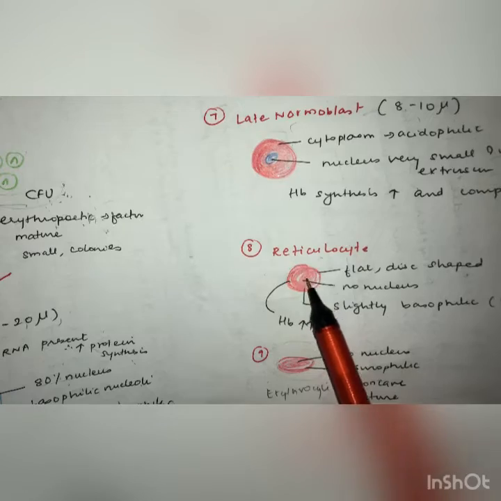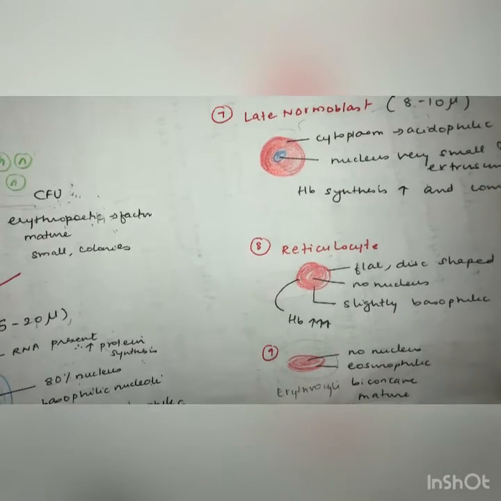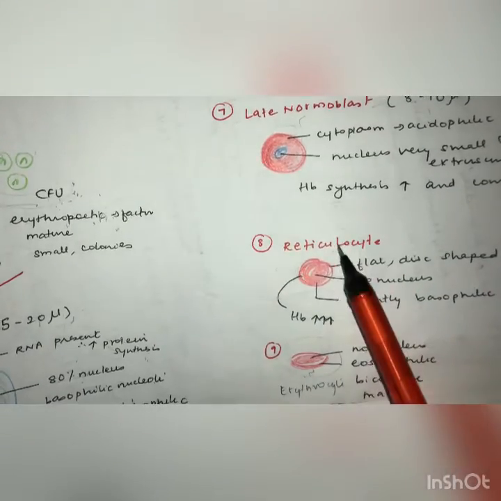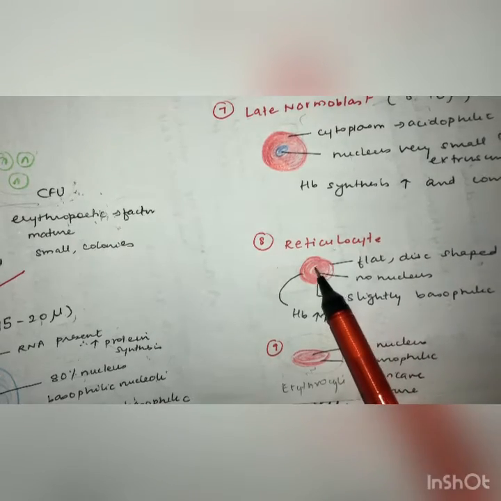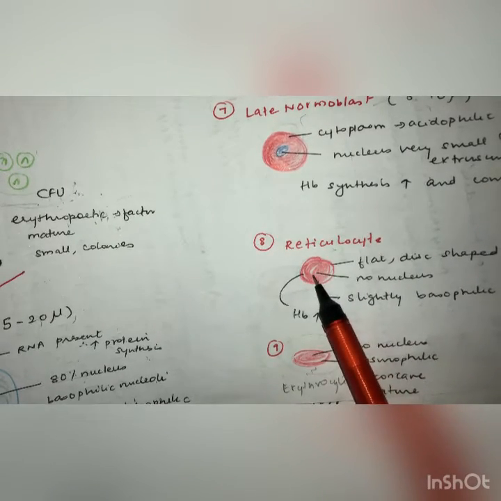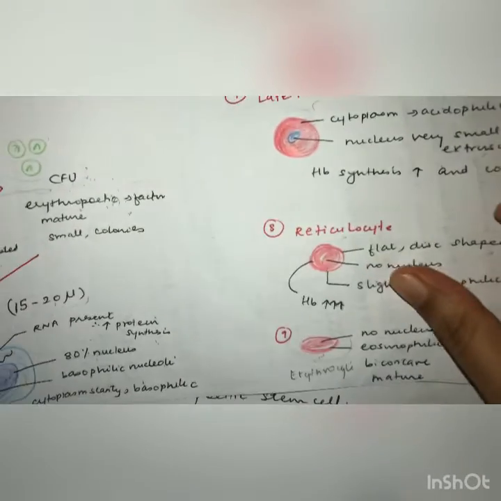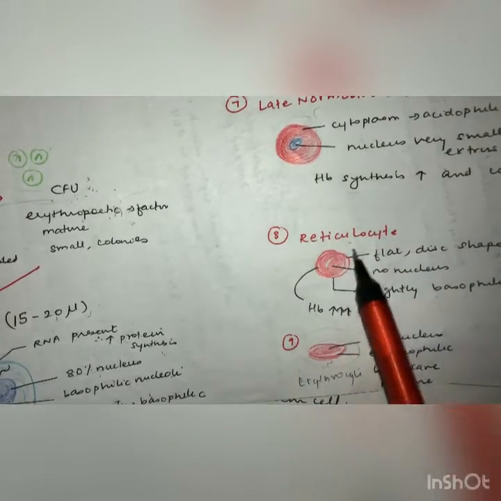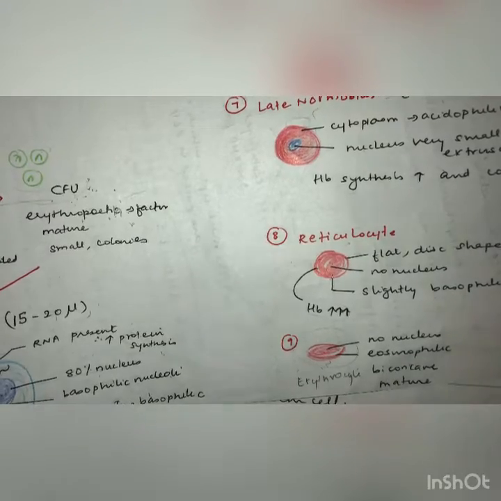Okay, this is the reticulocyte. Okay, it is basically a flat disc shape, an immature erythrocyte. It is larger than an erythrocyte. Over here, the nucleus which was there is thrown out, but it is still slightly basophilic in nature, and HP synthesis is at its peak over here. Okay, so this is a reticulocyte, which is an immature RBC. It is larger, flat, and it is disc shaped with no nucleus.